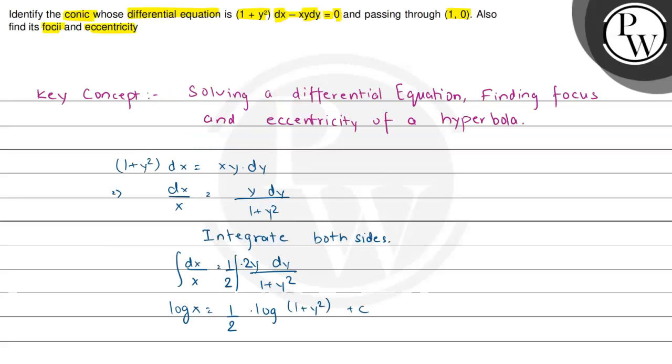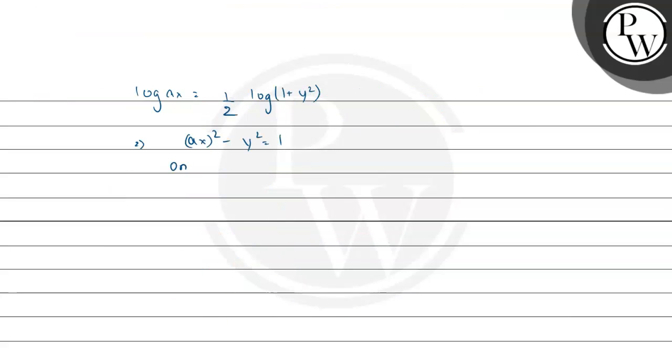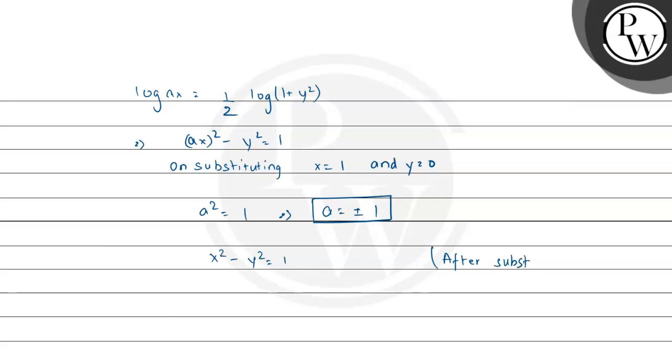And we know that this equation passes through (1, 0). So on substituting x equal to 1 and y equal to 0, we'll obtain a square is equal to 1, which would imply that a is either equal to plus 1 or minus 1. Alright, so hence our equation is x square minus y square is equal to 1, after substituting a equal to plus or minus 1 in this equation. Let's call this equation 1.